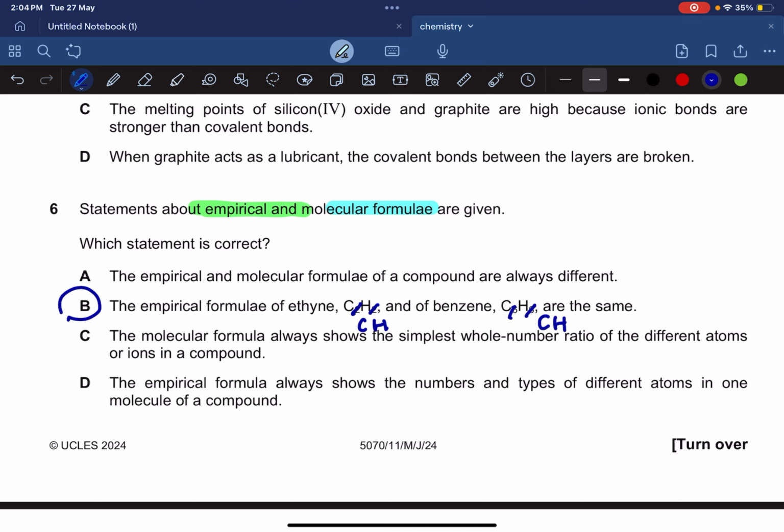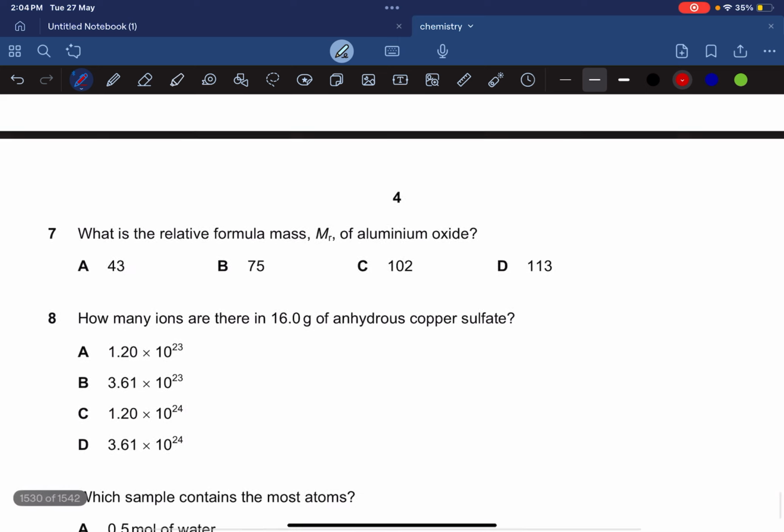You have to understand this. How do you make the empirical formula? C2H2: you basically cut both the numbers on one table. So it cuts on the table of 2. 2 1 times 2, 2 1 times 2. That makes it CH. Another, C6H6: you cut it on the table of 6. 6 1 times 6, 6 1 times 6. And it becomes CH. So that's going to be correct. Let's not read the other statements and waste our time.